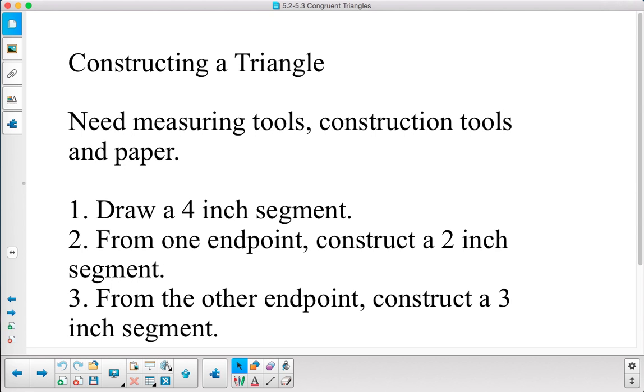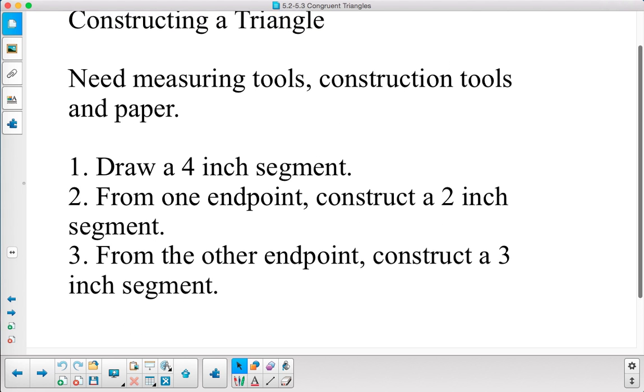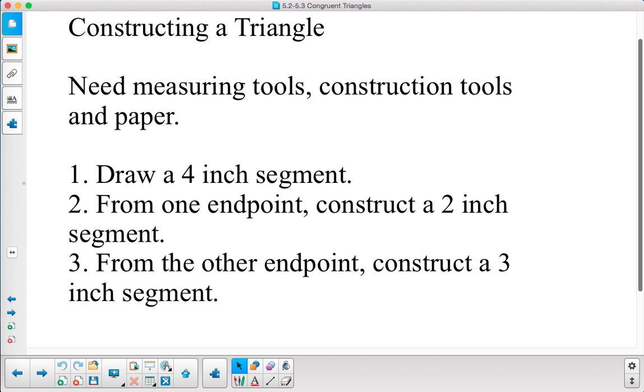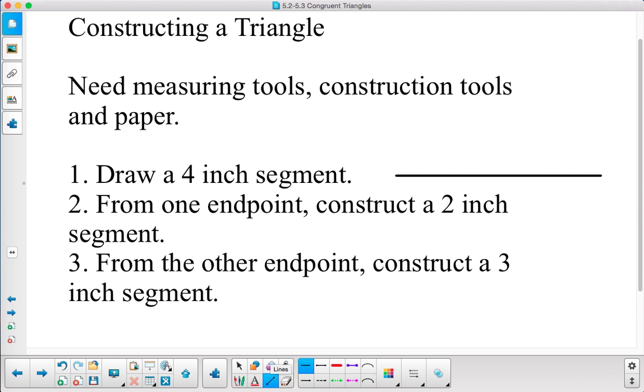Well, the first idea is I was going to have you do a construction. Now you would need some measuring tools. I'm going to try and lead you through a few of these. If it's taking way too long, then you'll have to just move on. So for the measuring tools, I need you to draw a 4-inch segment. So get your ruler. I'll try and draw something up here for you to look at. Okay, then from one endpoint, construct a 2-inch segment.